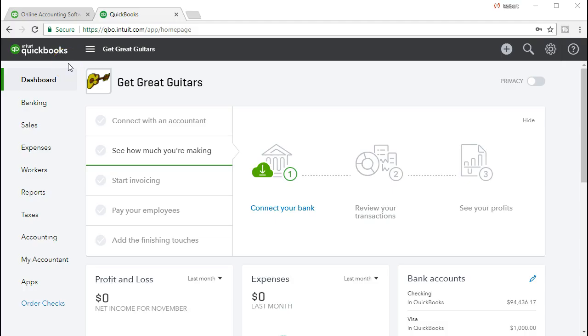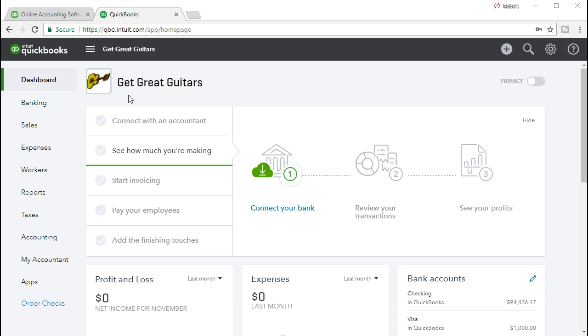Here we are in the QuickBooks Online dashboard. We will be continuing with the Get Great Guitars problem. We're going to generate financial statements, look at what we have so far for the month of operations that we have been entering, including the profit and loss and balance sheet, look at the connection between those reports, and then look at a report that's going to be really important if we want to see the activity as we go.